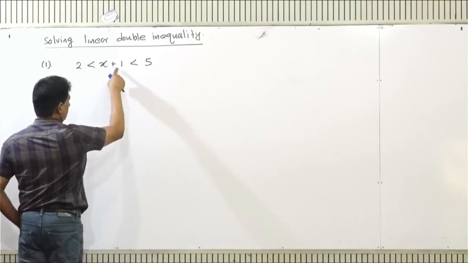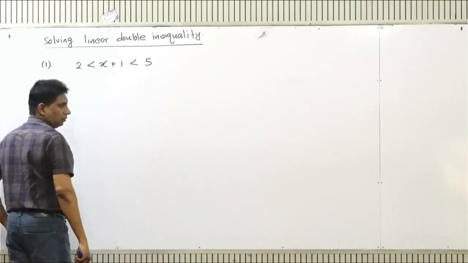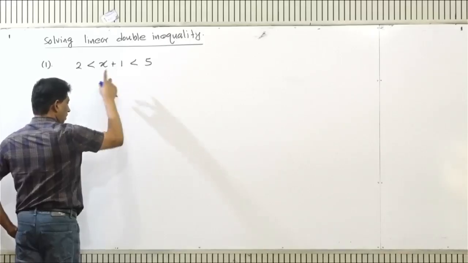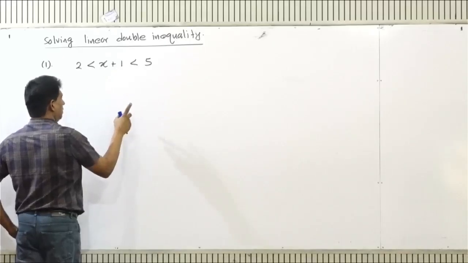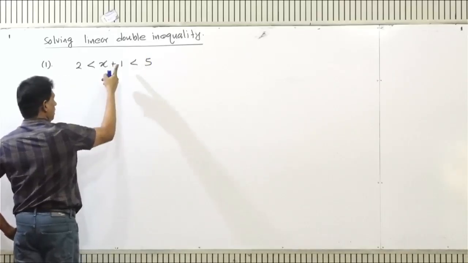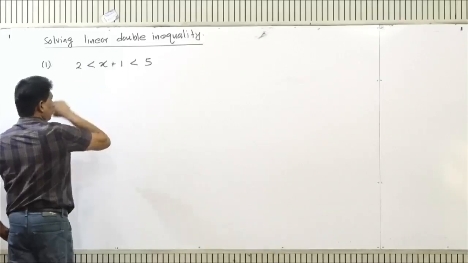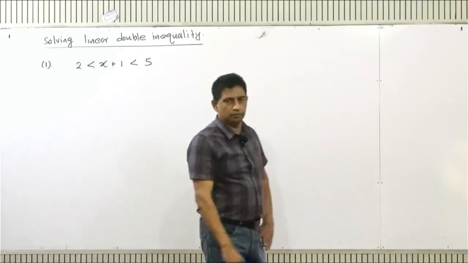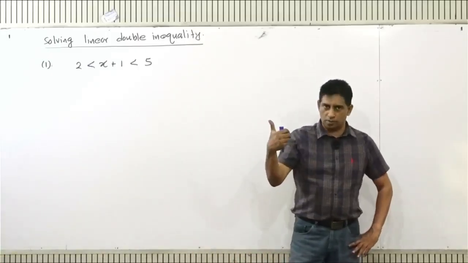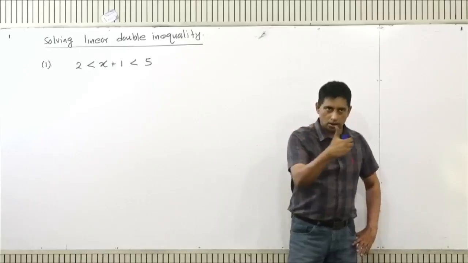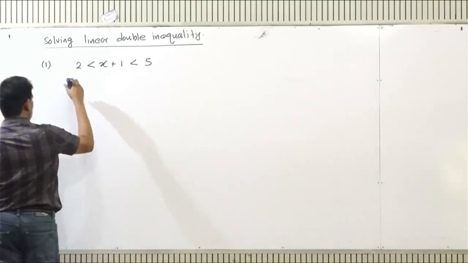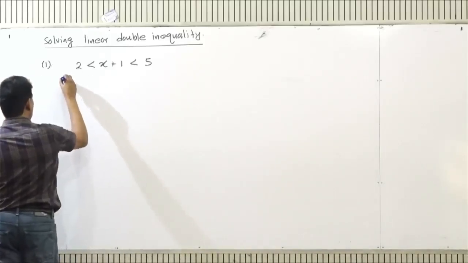What we have to do? We should remove this positive 1. To remove this positive 1, we have to use original inequality laws. That means we can't say we take this positive 1 this side or we take this positive 1 this side. That is not an original law now. Then how can we remove this positive 1? We have to subtract 1 from each and every side, right? Then we have to subtract 1 from this side. That means 2 minus 1.